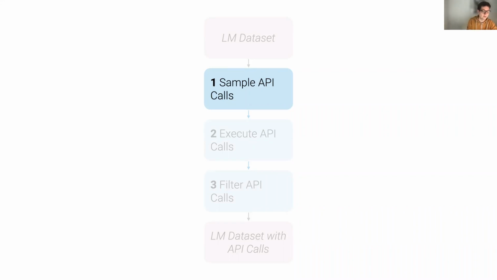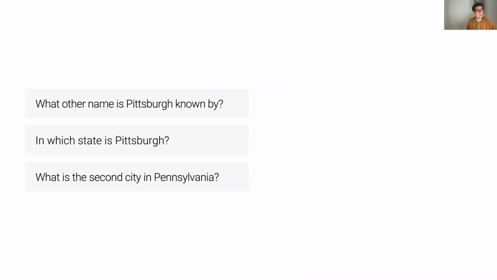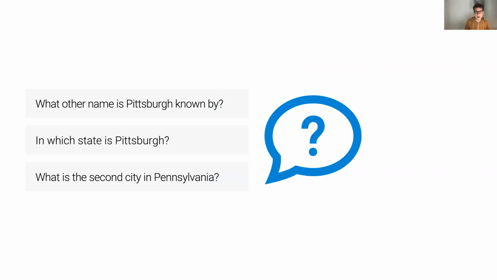After we've sampled all of those API calls, we want to actually execute them. We want to get the responses from our APIs. In the case of our question answering tool, that would simply mean we extract all the API calls from our examples. We give them to a question answering system. We used a pre-trained Atlas model in our paper, and then we get all of the responses from our API.